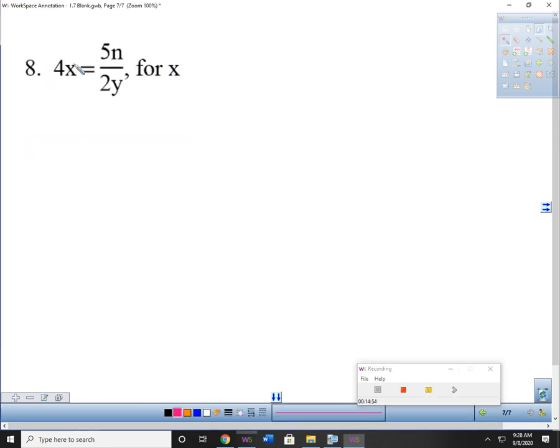All right, I'm solving for x. Do I have anything I can put together over here? No. And do I care about this stuff over here? No. I only care that x is being multiplied by 4, so I'm going to divide both sides by 4.